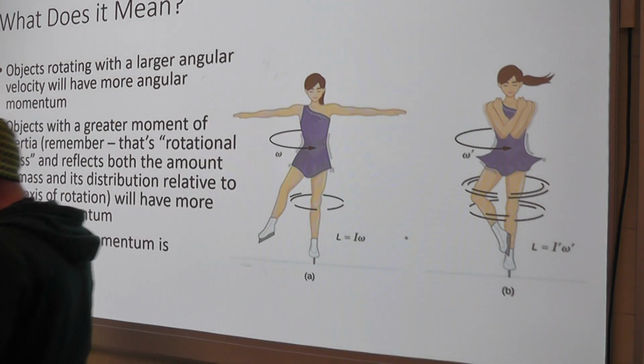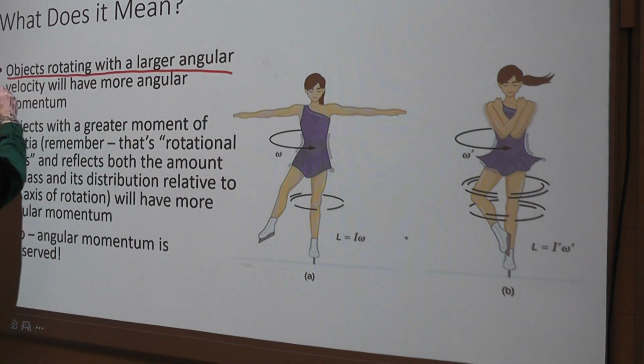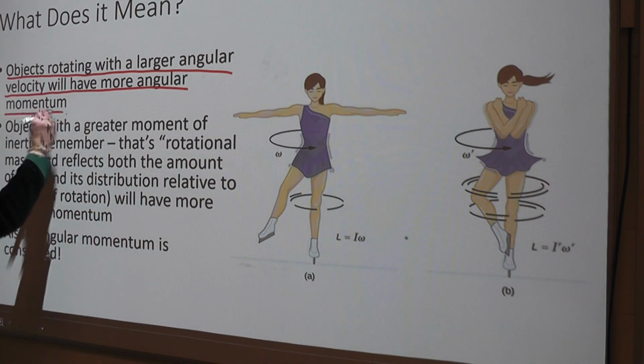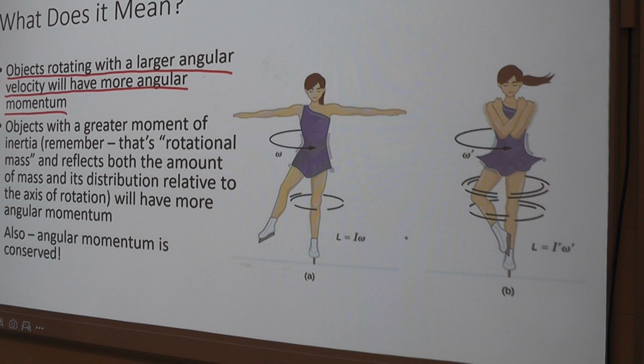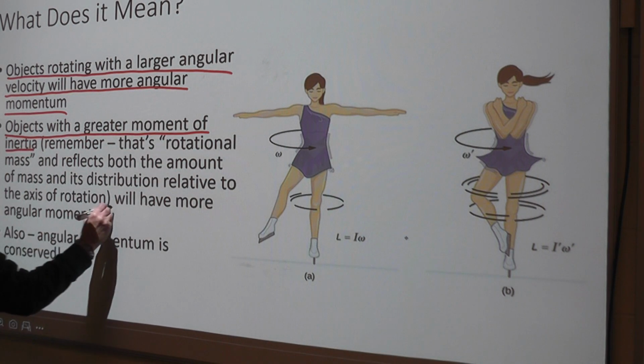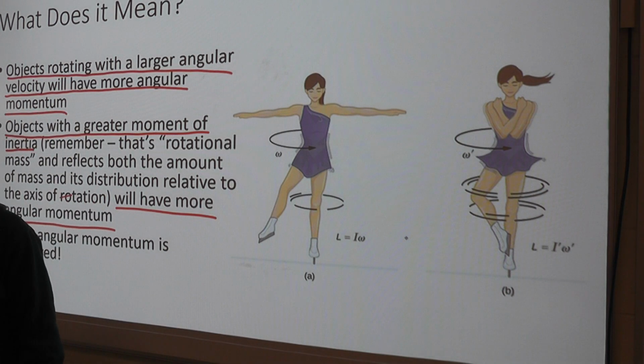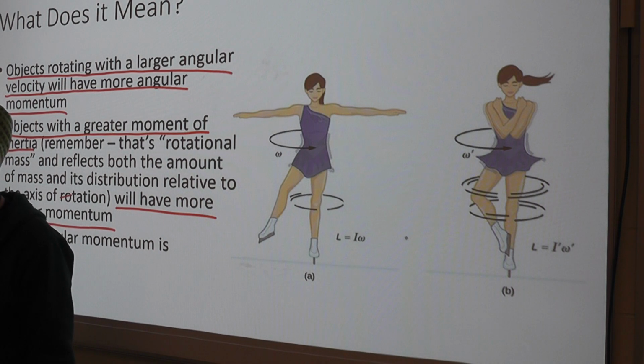And so when we look at angular momentum, and we'll look at this in just a second, it's increased by either increasing the angular velocity. So objects rotating with a larger angular velocity will have more angular momentum, or by manipulating the mass, which we can do in a couple ways. So objects with a greater moment of inertia will have more angular momentum, but we can get a greater moment of inertia by either adding mass to something, and we can do that. It's not super easy though.